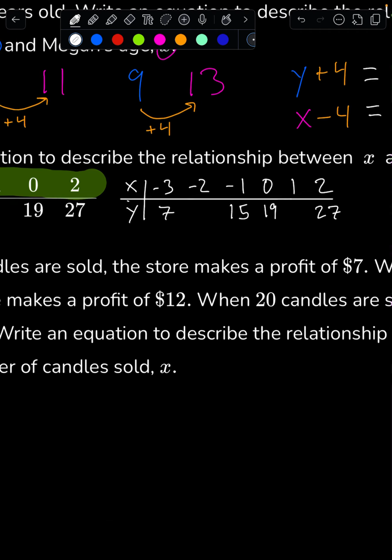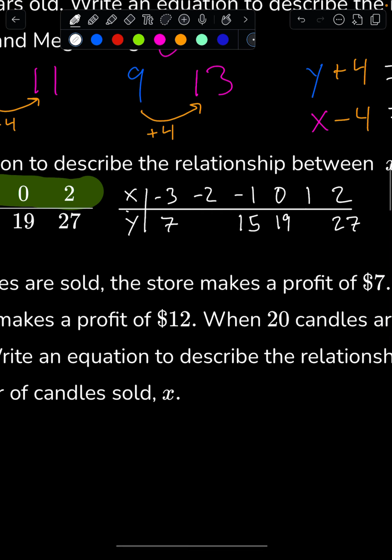And I'm missing some values, so that might be a little bit tricky, but let's take a look at it together. When x is -1, y is 15. And the next one we actually have, when x is 0, y is 19. So if I look at this relationship here, I see that it's a +4 right here.